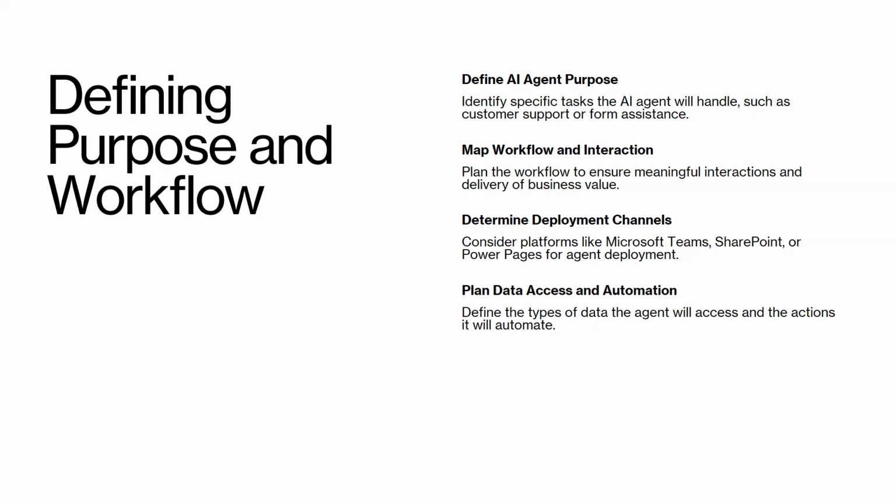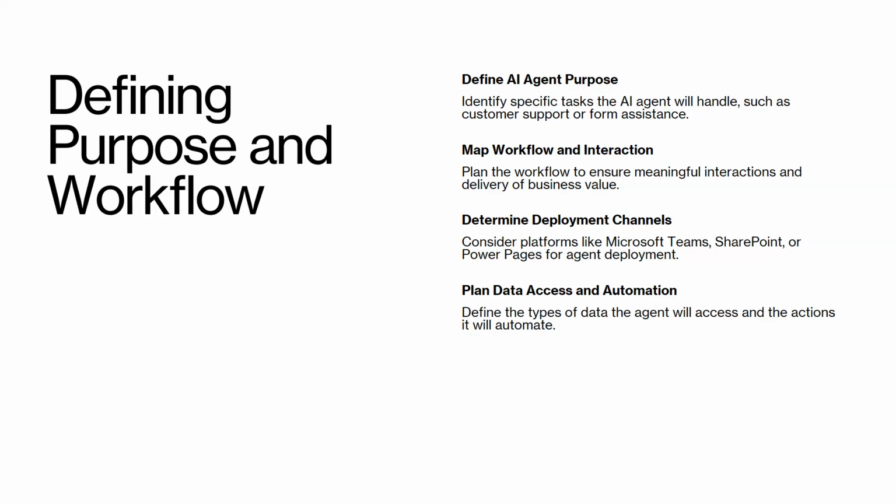Effective AI agents start with careful planning. Begin by defining your agent's purpose and the workflows it will support, ensuring the agent delivers meaningful business value. Identify the specific tasks your AI agent will handle, such as customer support or form assistance. Map out workflows and interactions, select deployment channels like Teams or SharePoint, and plan the data access and automation your agent will need.